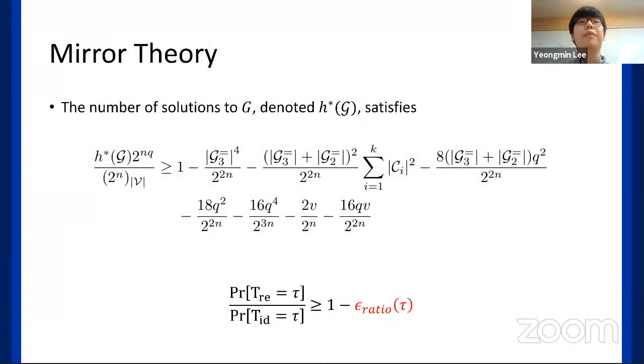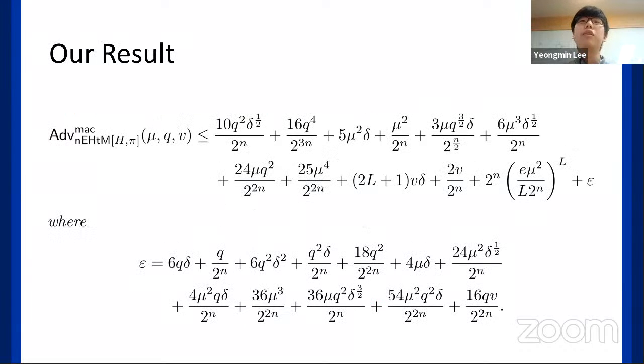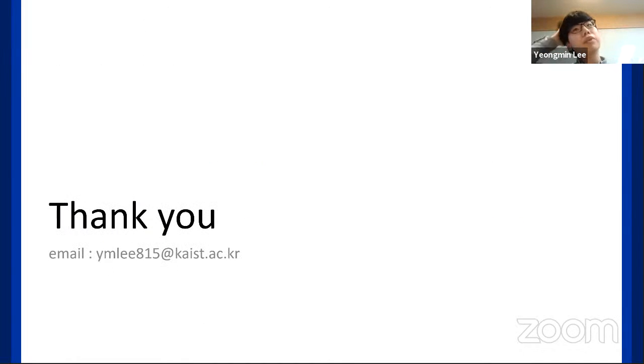So to get a sharp estimation of the epsilon ratio, we try to make a specialized mirror theory that uses the previous observation, and here is our result. And we could find a sufficiently sharp estimation of the epsilon ratio. Finally, after applying the expectation method, we get the security bound of nEHtM. Thank you for listening, and if you have any questions, please let me know.